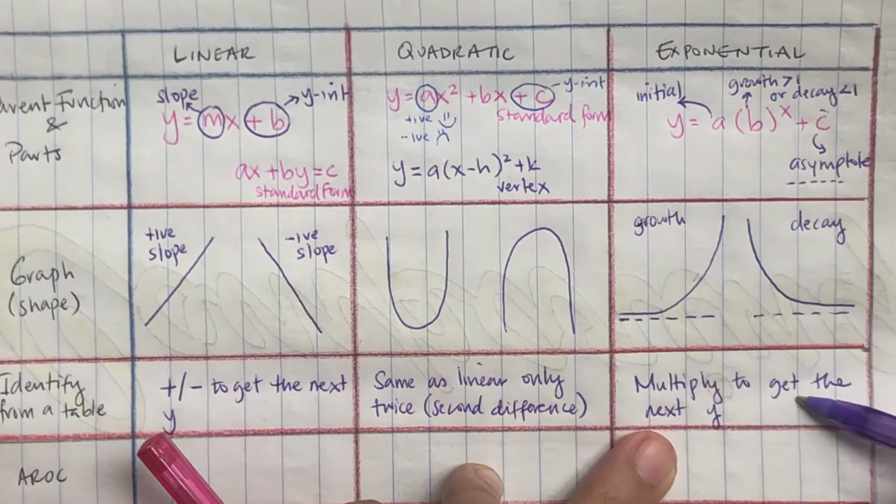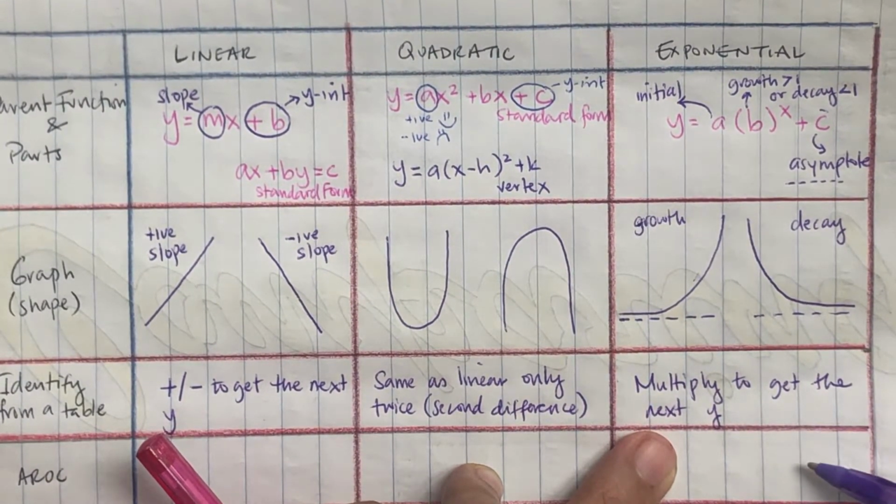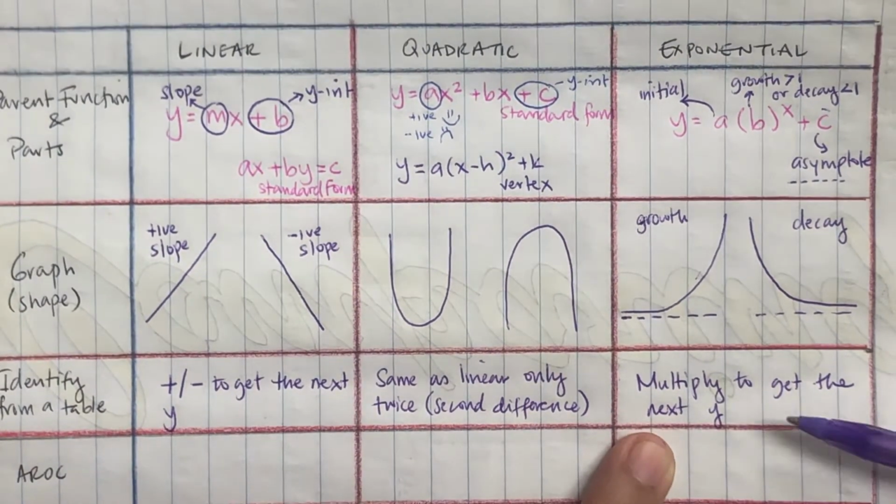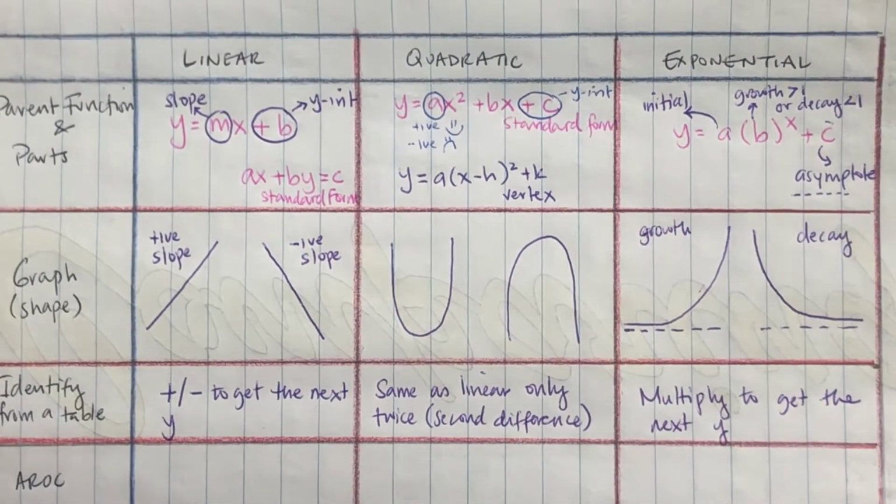All right, so you start off with 2, then it goes to 4, then it goes to 8, then it goes to 16. You'll multiply each time to get the next one. All right, average rate of change.